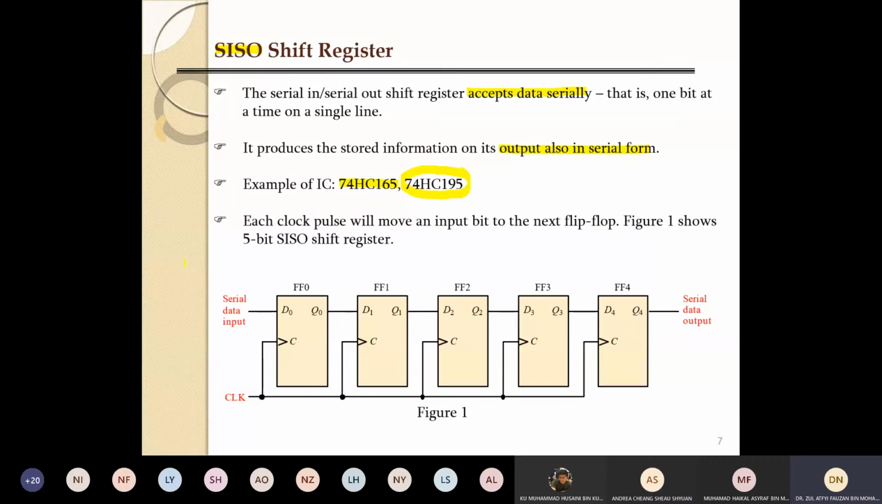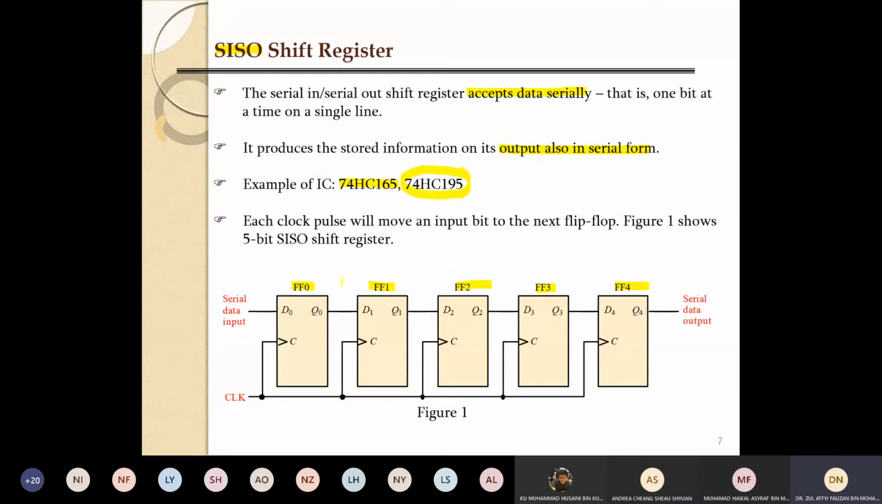Figure 1 shows a 5-bit SISO shift register. So we have 1, 2, 3, 4, and 5 flip-flops, meaning that we have a 5-bit SISO shift register. The number of bits, just count the number of flip-flops. So if there are 5 flip-flops, we have a 5-bit shift register.